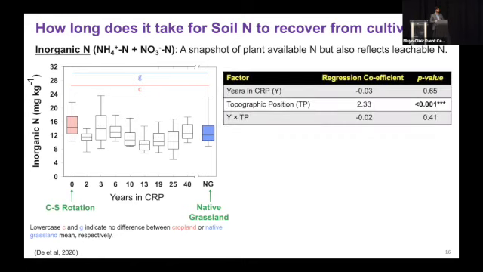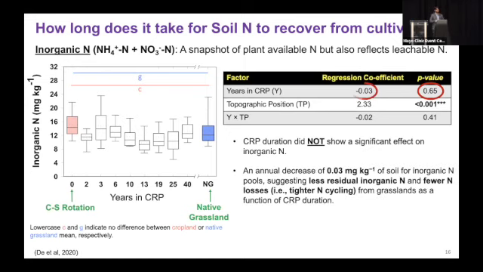When we did some data analysis and statistics, we found that years in CRP, or the CRP duration, did not show a significant effect on inorganic nitrogen because our p-value was 0.65. That means 40 years was not enough to see these changes, even though you see they are almost achieving the native grassland. We do see some annual decrease of 0.03 milligram per kilogram of soil of inorganic nitrogen pools over the years.